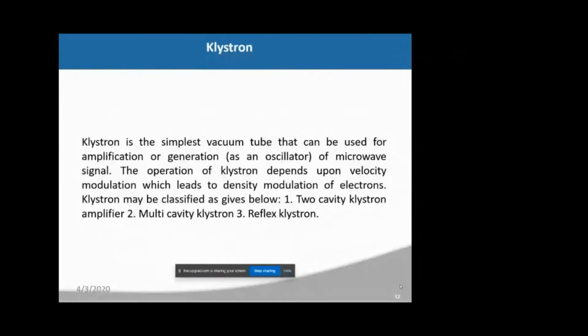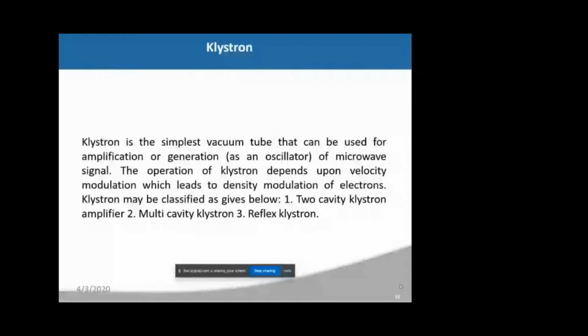Now in this case, two terms are there. One is called velocity modulation, which leads to density modulation. Velocity modulation means simply a change in the velocity. With respect to this change in velocity, whatever the change in current is there, that is basically called current modulation. Density means crowding, we can say.